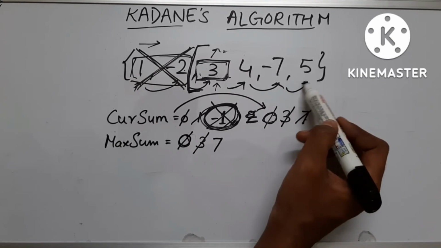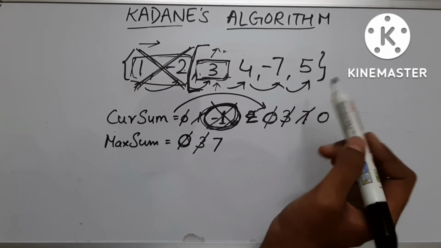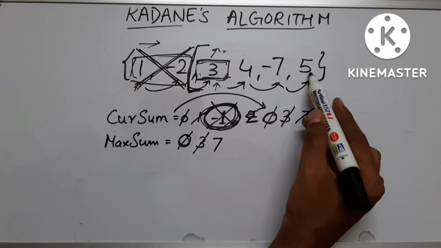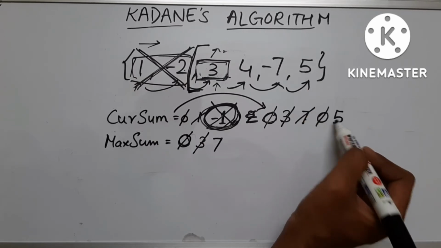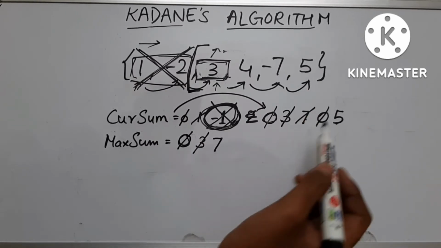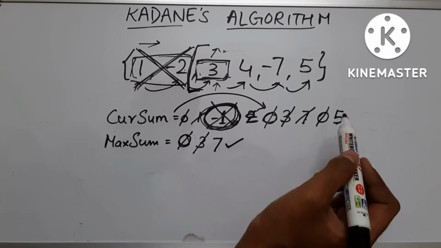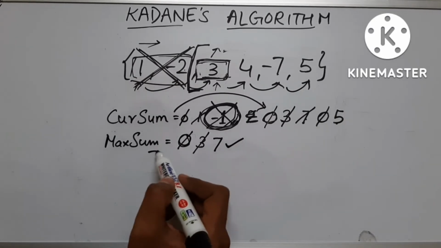Now again you move to the next location. Now you have 5 over here. So if you add 5 to 0, it will become 5. Then you compare 5 and 7. 7 is greater than 5, so you would not modify max sum.